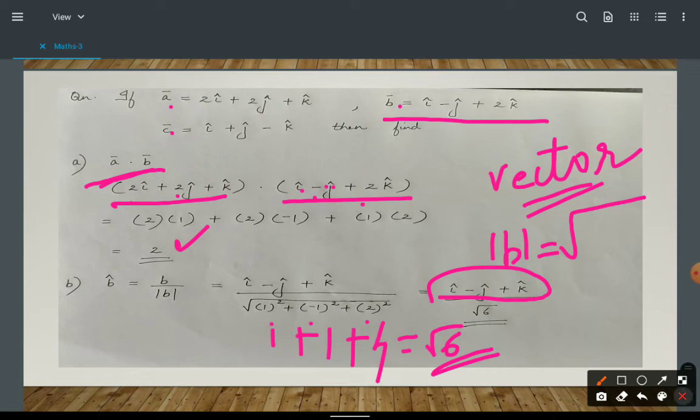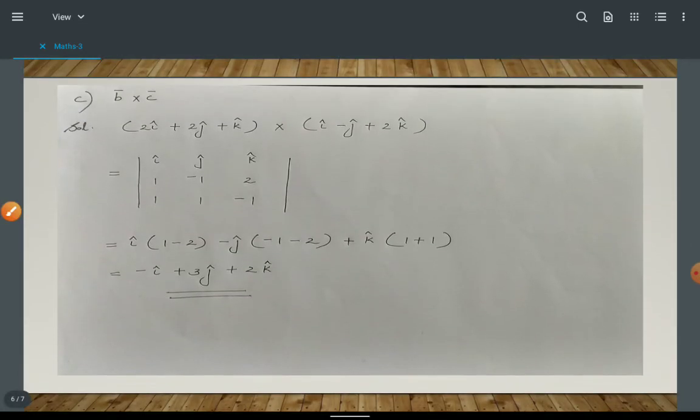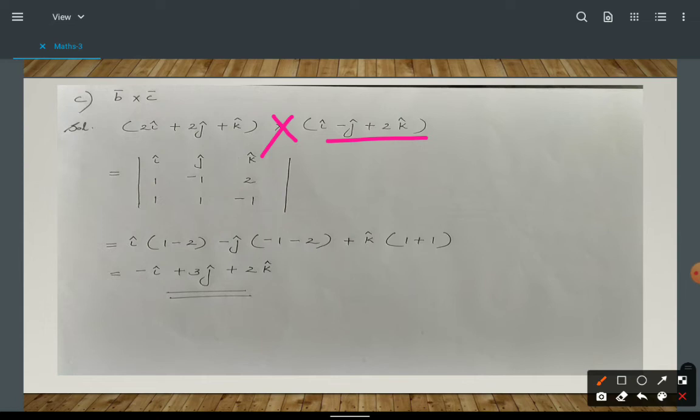Okay. Next, the C part or the C question is to find B bar cross C bar. That is, the cross product should be found out. For that, first we have to write the terms of B. We wrote the terms of B, the cross should be mentioned here, and B cross C. We wrote the terms of C here. Next, the formula to find the cross value is the determinant of i cap, j cap and k cap, then write the terms of B, and here the terms of C.